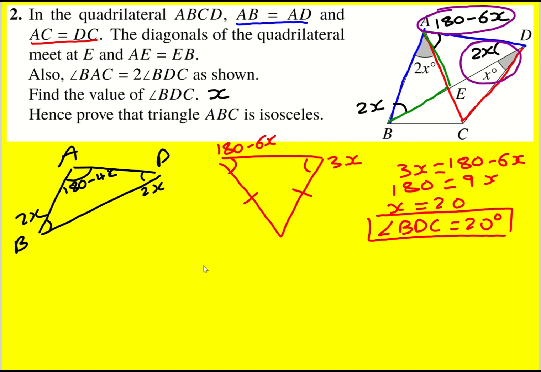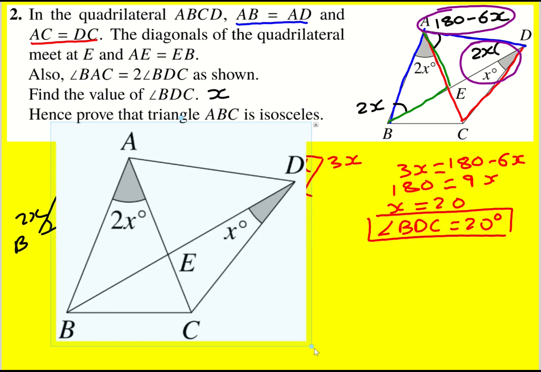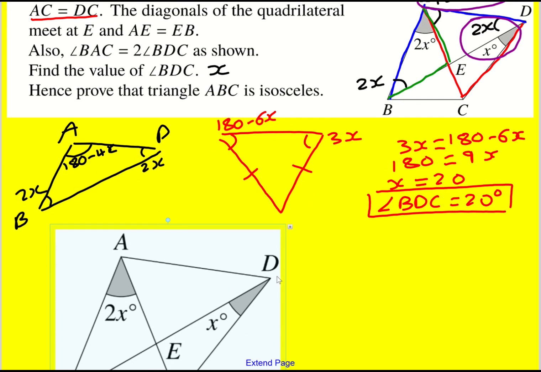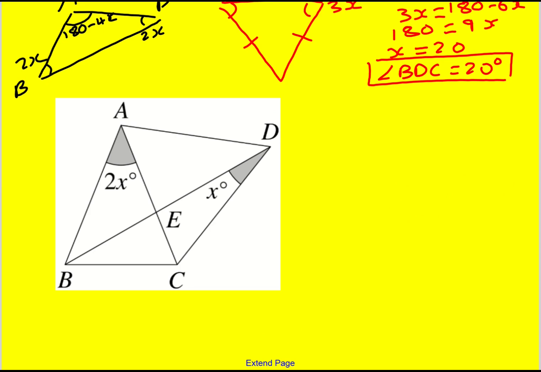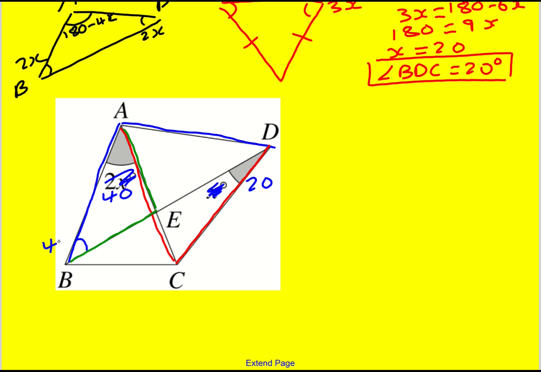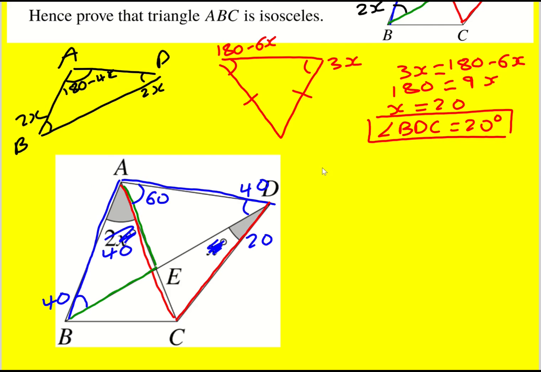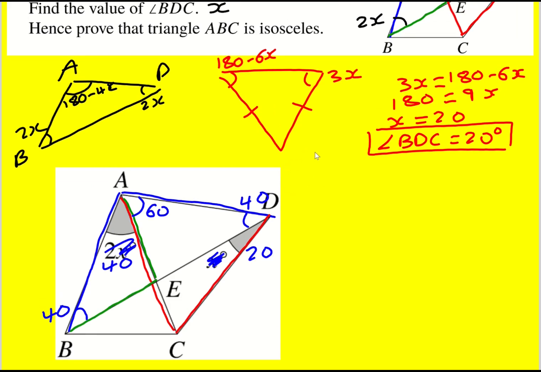Hence prove that ABC is isosceles. So I reckon at this point, quite a good idea is just to go back to the original diagram. Just going to add on the blue lengths. We had blue, blue, we had red, red, and then green, green. But now I can replace x by 20, 2x by 40. This is going to be 40. This is going to be 40. That there is going to be 60. So I've just filled in the angles I already had, but replaced x by the numbers.